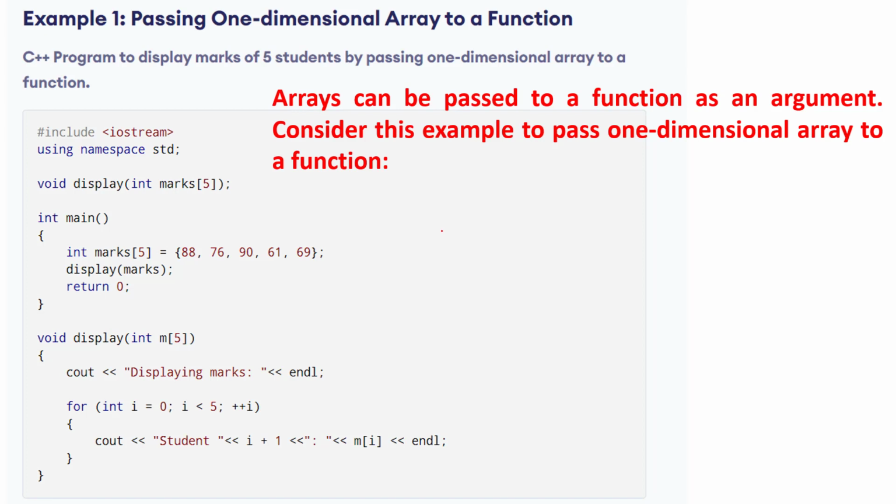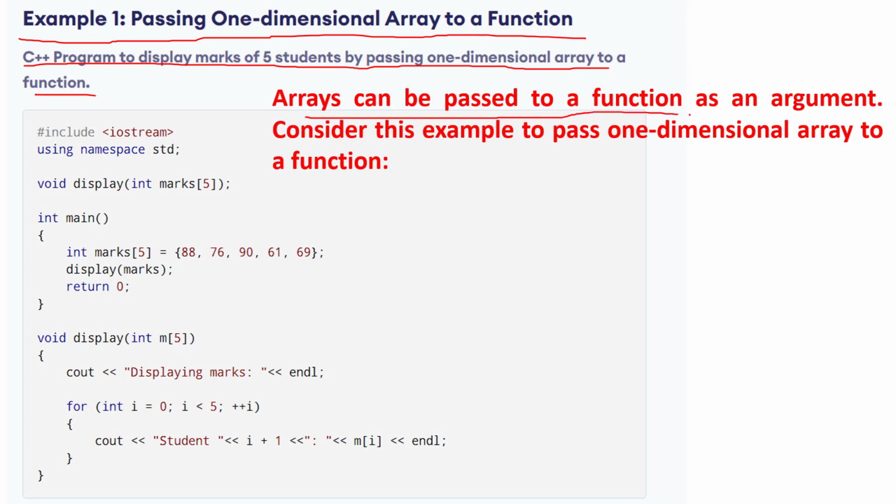Okay, now we'll see some other applications of functions, like calling an array in the function. The basic syntax remains the same in this module of functions. Let's see the problem directly. In example 1, passing a one dimensional array to a function, or transferring or calling an array by the function. C++ program to display marks of 5 students by passing a one dimensional array to a function. Just as a note, arrays can be passed to a function as an argument. Consider this example to pass a one dimensional array to a function. Okay, let's see this problem.